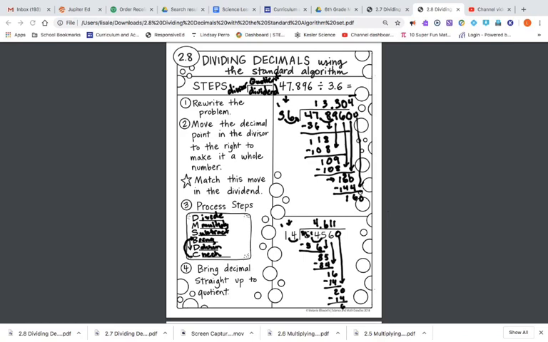All right. So again, the biggest biggie in dividing decimals is I cannot have a decimal in my divisor. So the number of times I need to move my decimal out of my divisor is the same amount of times I need to move my decimal in my dividend to make that expression equivalent.